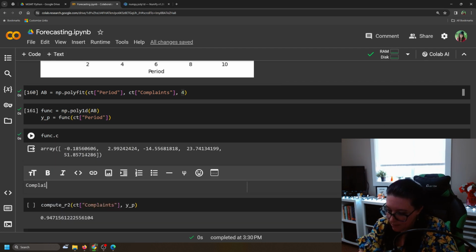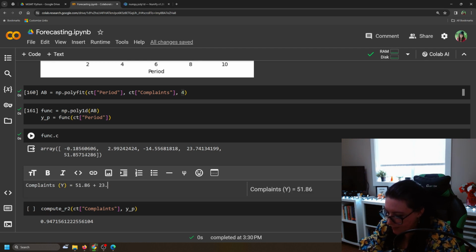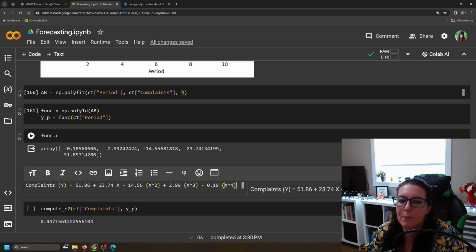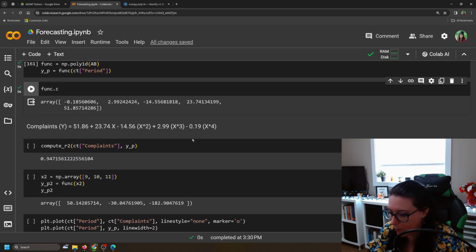This is complaints is equal to 51.86 plus 23.74x minus 14.56x squared plus 2.99x to the third and minus 0.19x to the fourth. Okay, so it's going to start around 51.86. It's going to go up, then it's going to go down, then up, then down. Okay, so quite a wave here.